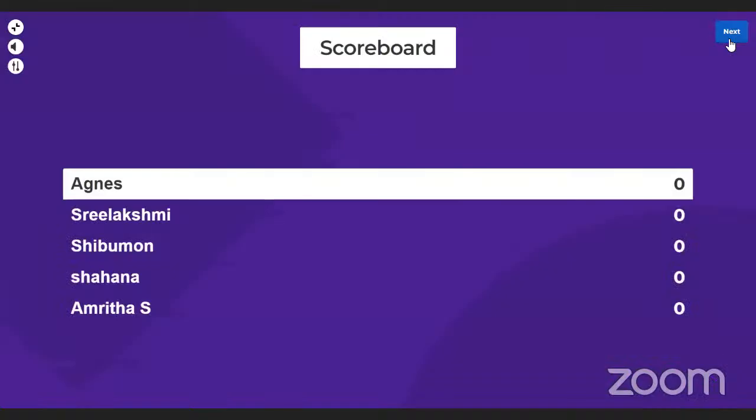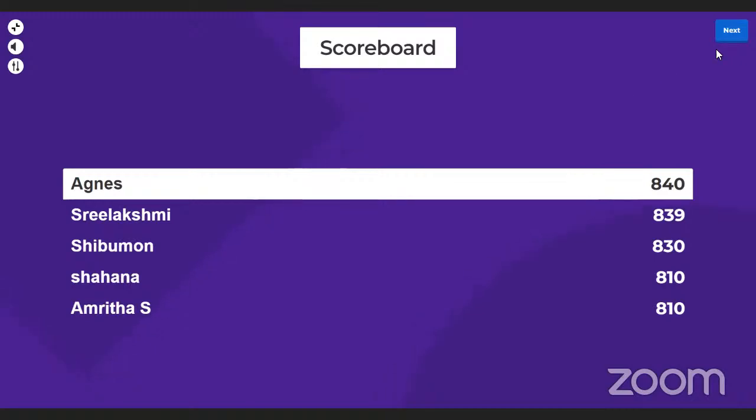Now we'll be moving on to the leaderboard. The leaderboard is a place where you'll see the toppers. For example, in this question till now, Agnes is the topper with 840 points, second position is Sri Lakshmi, third is Shibumon, fourth is Shahana, and fifth goes to Amrita. So that's how the process goes.